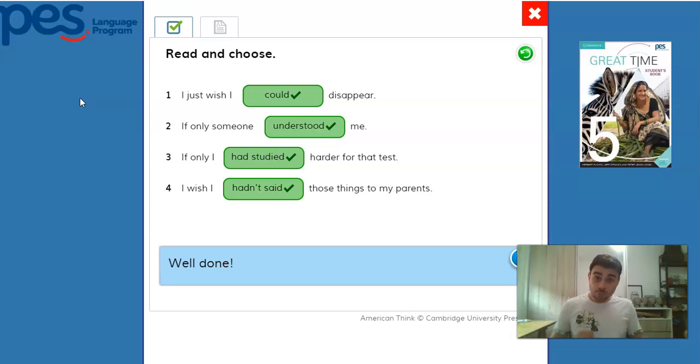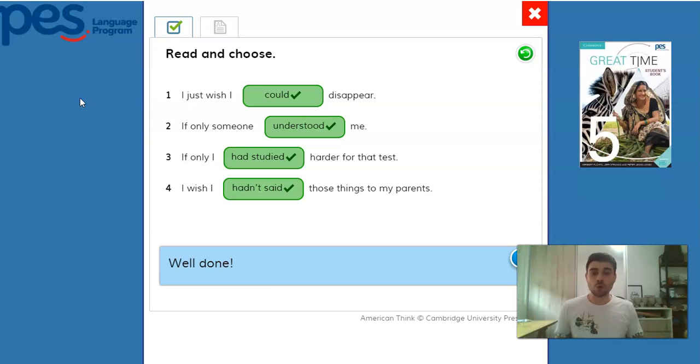Sentences number 3 and 4 bring us something a little bit different, because take a look. Number 3 says, "If only I had studied harder for that test." What do you think was the grade or the result of the test? Was it good or was it bad? Probably the result of the test was really bad, because if I am saying that if only I had studied harder for that test, maybe my grades would be much better. But they weren't. They were really poor, right?